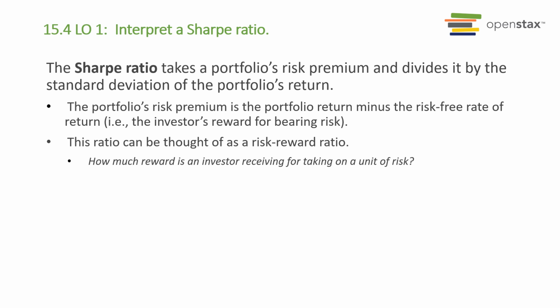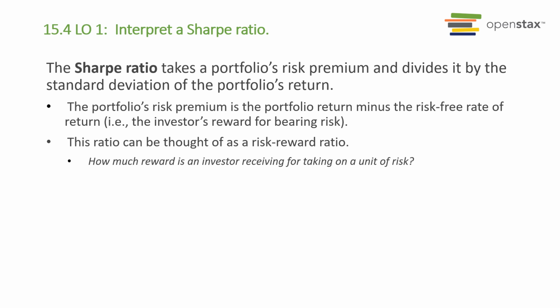In evaluating investment performance, rates of return must be evaluated on a risk-adjusted basis. The three measures defined in this section are ratios of rates of return relative to risk. The Sharpe ratio takes the portfolio's risk premium and divides it by the standard deviation of the portfolio's return. The portfolio's risk premium is the portfolio return minus the risk-free rate of return, or the investor's return for bearing risk.